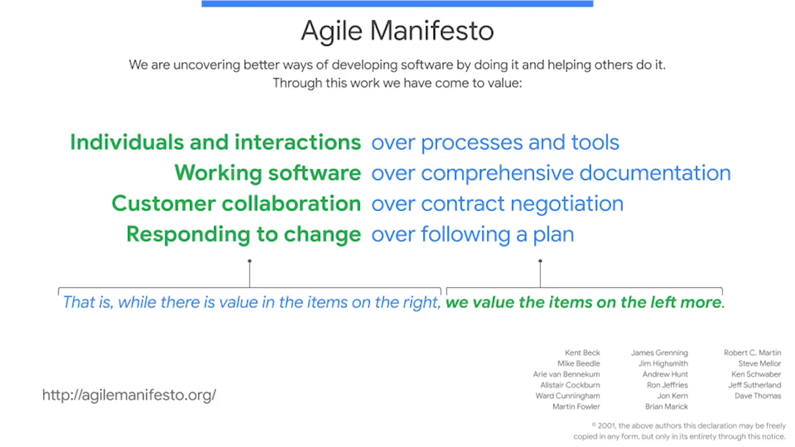That is, while there is value in the items on the right, we value the items on the left more." There you have it, the Agile Manifesto and the 4 values of Agile. It's a short list, but it packs a punch.